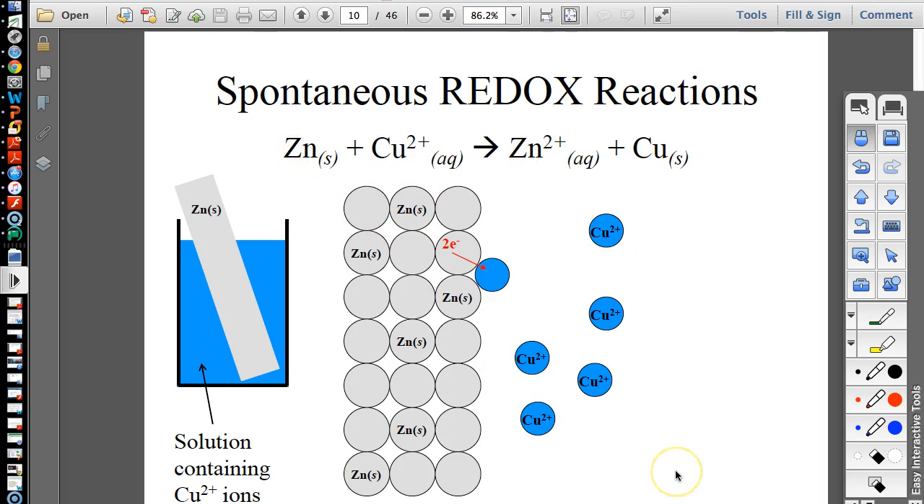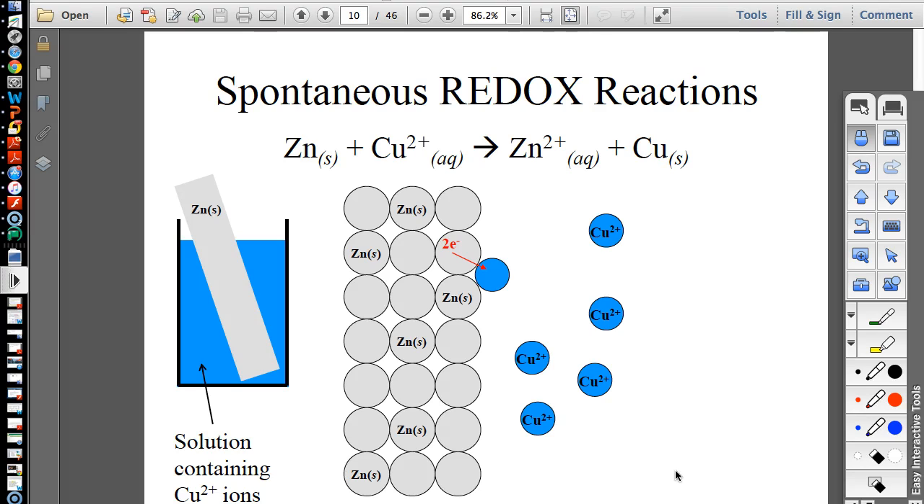How many electrons are getting transferred? 2. It's not always that easy. They use this one a lot because it is that easy. Sometimes you have to pull apart the half reactions and balance them. I'll be doing some of that today.